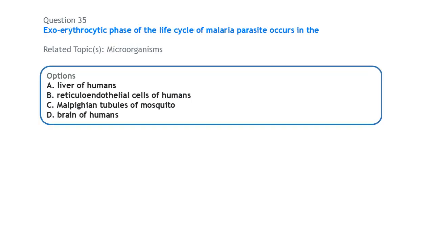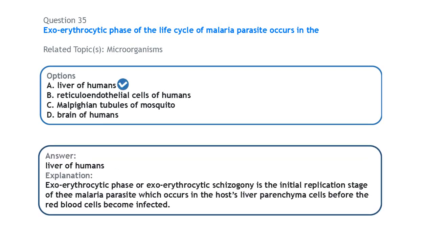Next, on microorganism, the exoerythrocytic phase of the life cycle of malaria parasites occurs in the liver. Okay, it occurs in the liver.